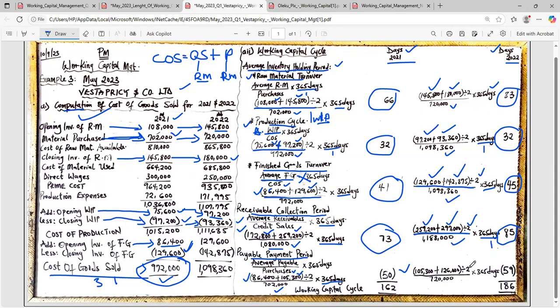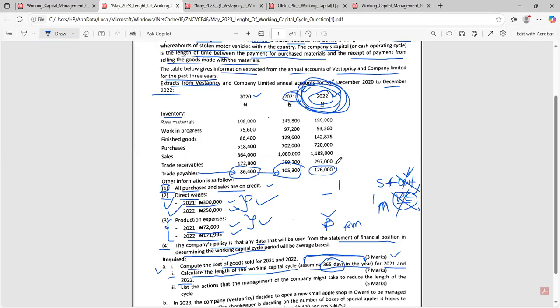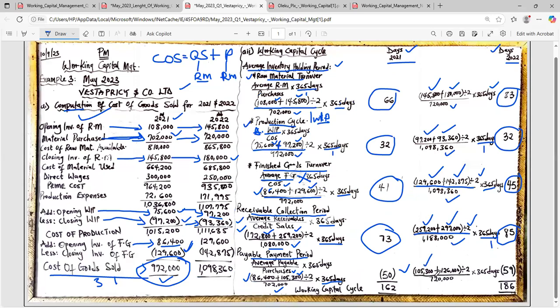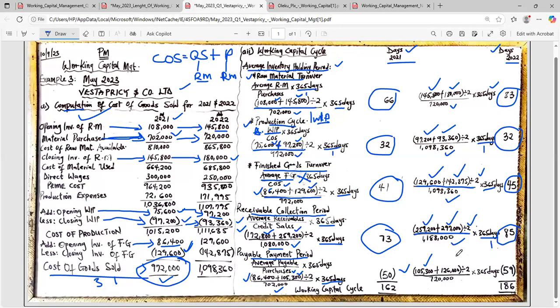So let's compute for 2022. Now, going back to our question, what is our payables for 2022 opening? The opening payables for 2022 is 105,300, which is the closing for 2021. Copy it, bring it here. What about the closing? The closing would be this 126,000 under 2022. So copy that and put it here, 126,000.